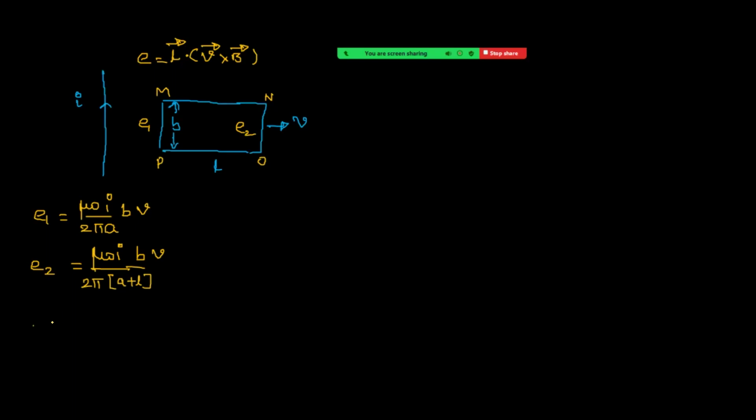Now for the net value, you can see E1 is greater than E2, so I am taking E1 minus E2. In that I can take constants outside: mu naught I B V upon 2 pi. Remaining is now 1 by A minus 1 by A plus L. Then see what you are going to get.